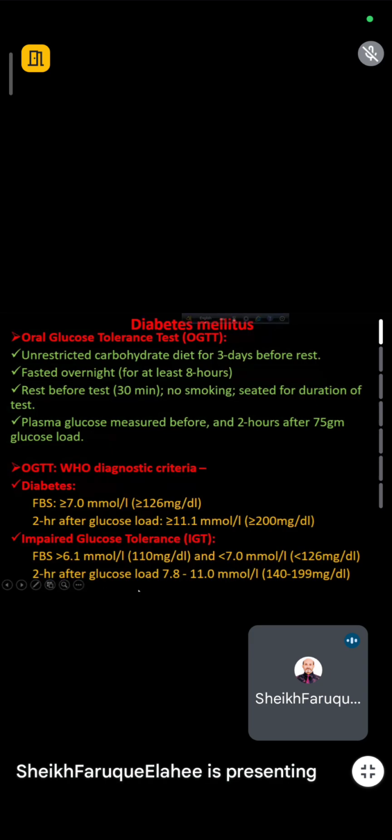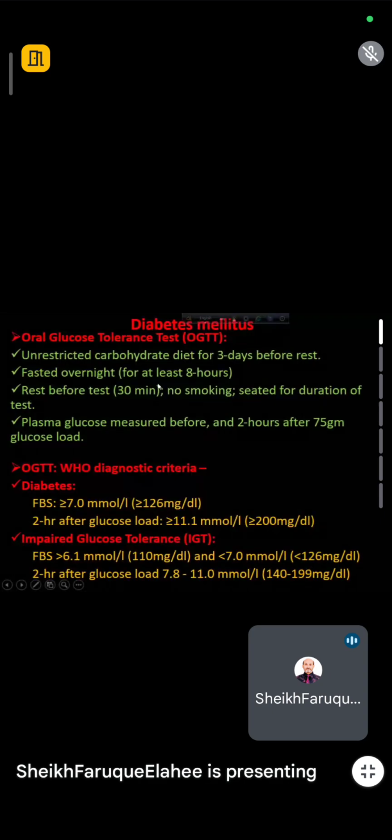Or after 2 hours of glucose, if he has 7.8 and less than 11, in between, then this is called pre-diabetic or impaired glucose tolerance, IGT. I think that is enough for today. Today we'll finish. So you just remember what is OGTT, oral glucose tolerance test, and how to do it.